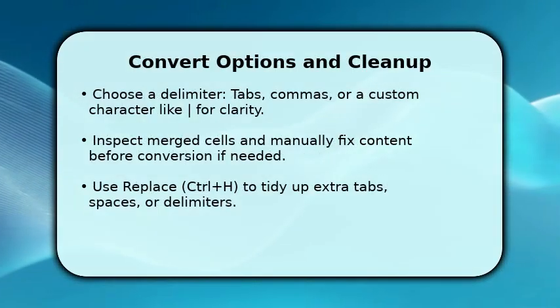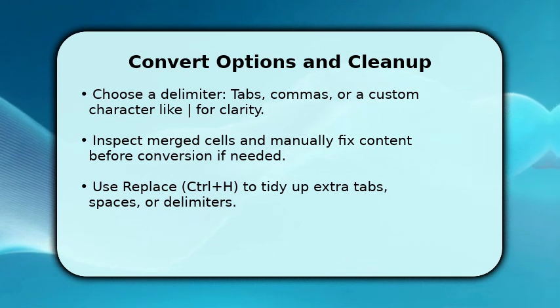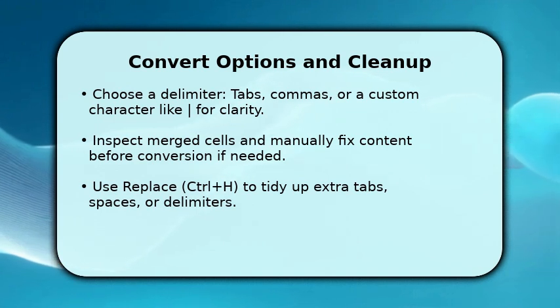Now decide how cells should become text. Pick tabs for simple columns, commas for CSV needs, or a unique character if cells contain commas. Once done, check for merged cells because they can collapse into unexpected runs, so split or edit them first.